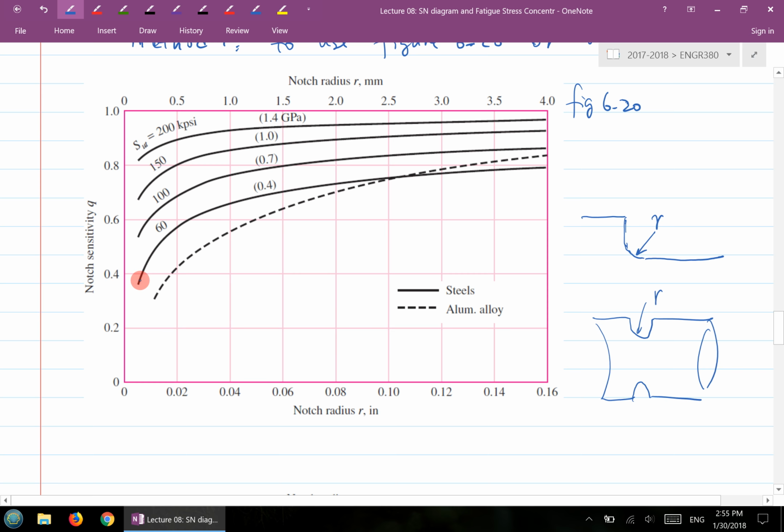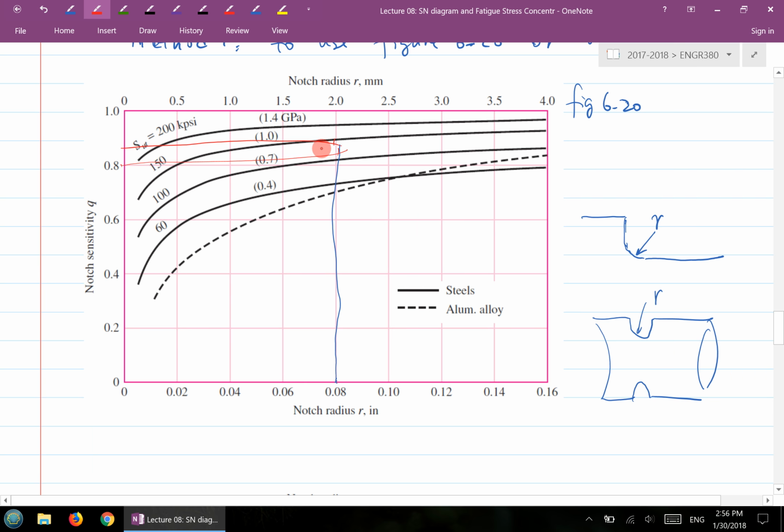Then there is a cluster of curves corresponding to different SUT values. The solid one is steel, and the dashed one is aluminum. Typically you find the notch radius, convert it to inch, go up, and find the corresponding Q value. If your material property is a value other than the values listed here, you have to do some approximation using this figure. So it's not a very accurate method.